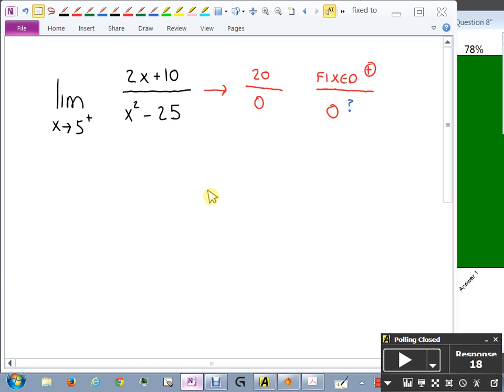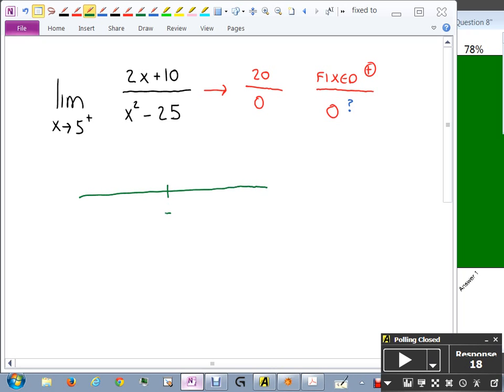Do you want to do a number line now? No? Yes? Okay, what about the squared? Does that guarantee me positive here? No, because I'm subtracting 25. It's not the whole thing squared. That's different. All right, I'll try the number line now.